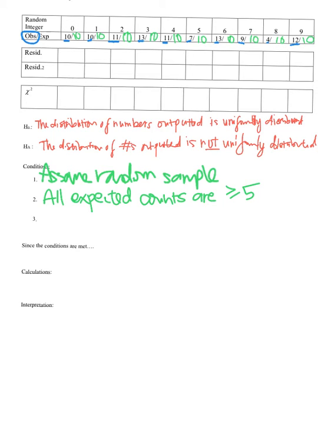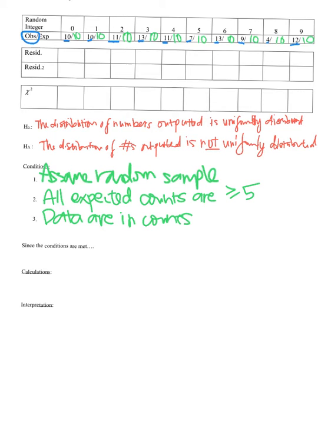All right. And then our last one is that data are in counts. All right, so we're treating the numbers 0 through 9 as categorical, and we're seeing how many of each category comes up, and we're counting those. All right, so on to step 3, our statement.